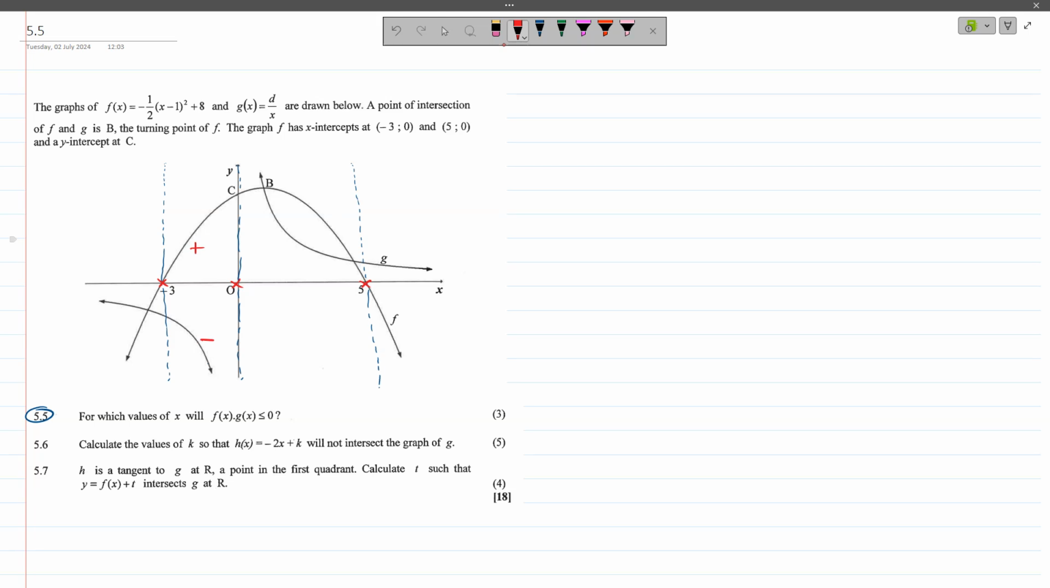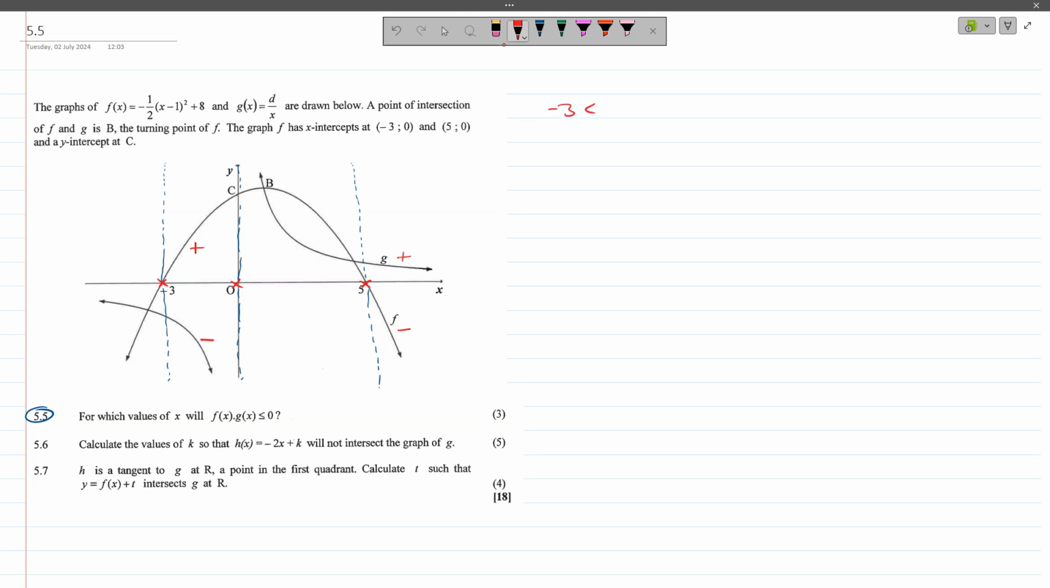Then let's look at this part between 0 and 5. We see that both of them are positive, therefore this will do us no good. Then let's look at the last region, which is greater than 5, where the parabolic function makes it through to the negative side, but we know that the hyperbolic will not be able to cross that line, so it will remain positive. Therefore, our answers are only viable between minus 3 and 0.